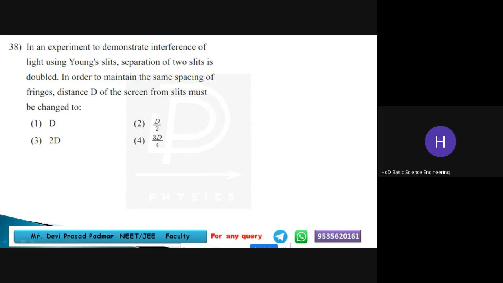This is a direct one. So beta must be equal to beta dash. So lambda d by d must be equal to lambda divided by d dash, wavelength remains same, only the separation is doubled, and that is what you need to calculate. Just rearrange for d dash. You will get it as 2d. Simple calculation.